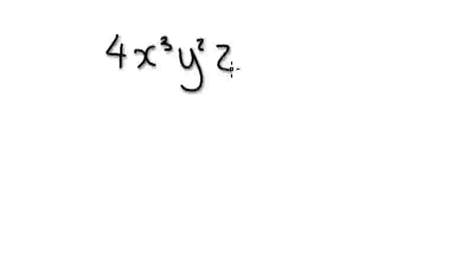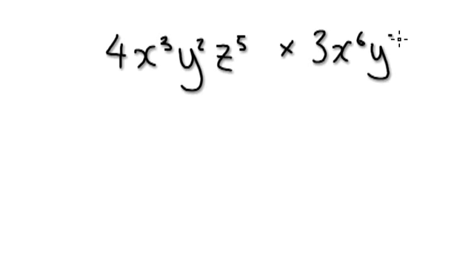Okay, so what's this then? 4x to the power of 3 y squared z to the power of 5 times 3x to the power of 6 y to the power of 5 z to the power of 3. What does this become? So press pause and have a go.